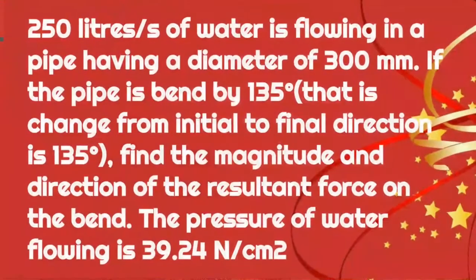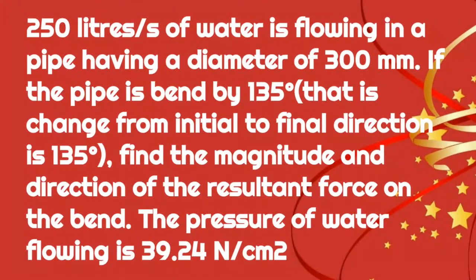So first, I will read the given problem. 250 liters per second of water is flowing in a pipe having a diameter of 300 millimeter. If the pipe is bent by 135 degree, that is, the change from initial to final direction is 135 degree, find the magnitude and direction of the resultant force on the bend. The pressure of water flowing is 39.24 Newton per centimeter square. So this was the given question.